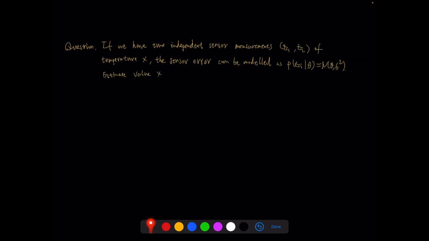Okay, then the question time. Suppose we have two independent measurements from the same sensor, Z1 and Z2, for example temperature sensors measuring the temperature, and the sensor errors can both be modeled as a Gaussian distribution. We want to estimate the value x. You can pause here for a few minutes and try to work on the solution.